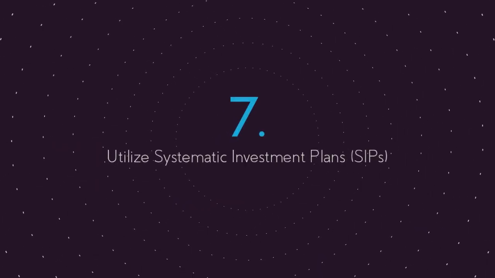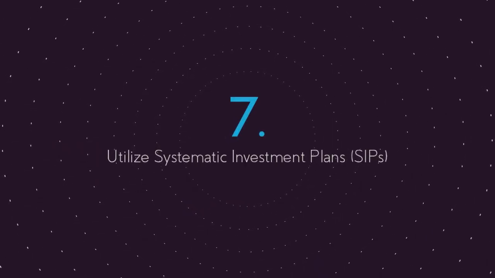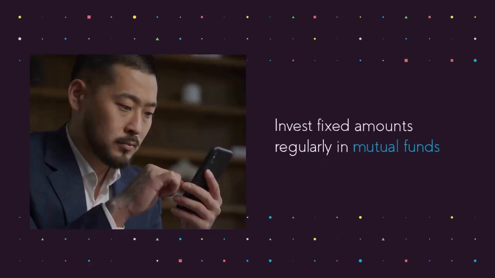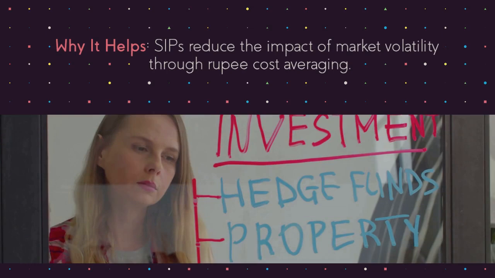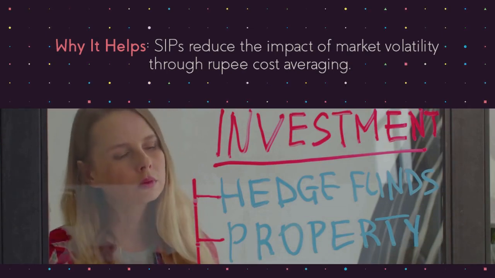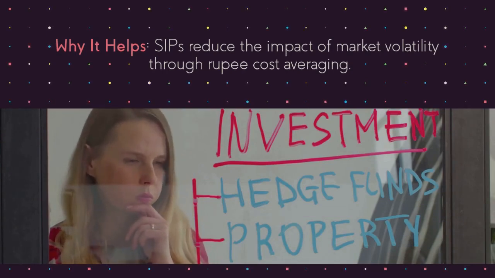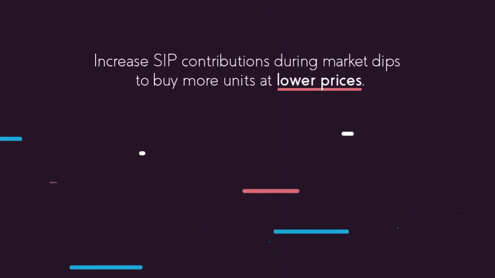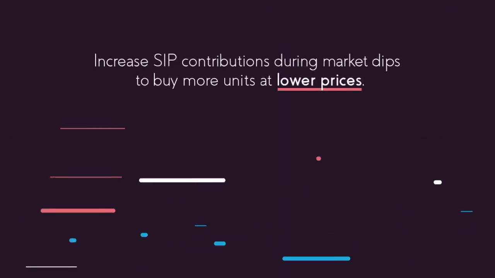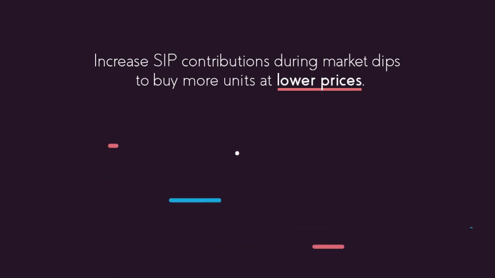7. Utilize systematic investment plans, SIPs. What it means. Invest fixed amounts regularly in mutual funds. Why it helps. SIPs reduce the impact of market volatility through rupee cost averaging. Actionable tip. Increase SIP contributions during market dips to buy more units at lower prices.